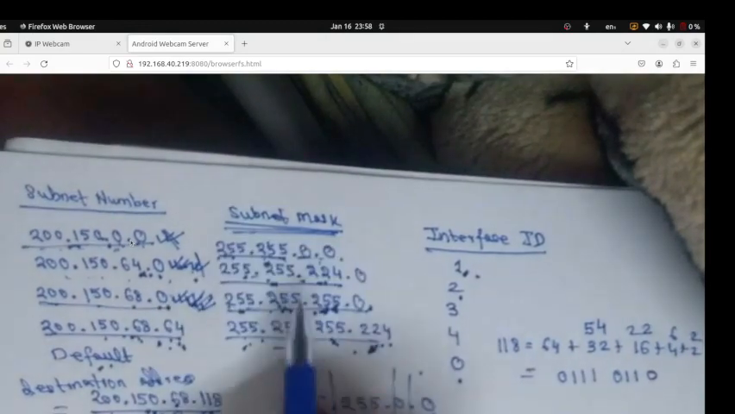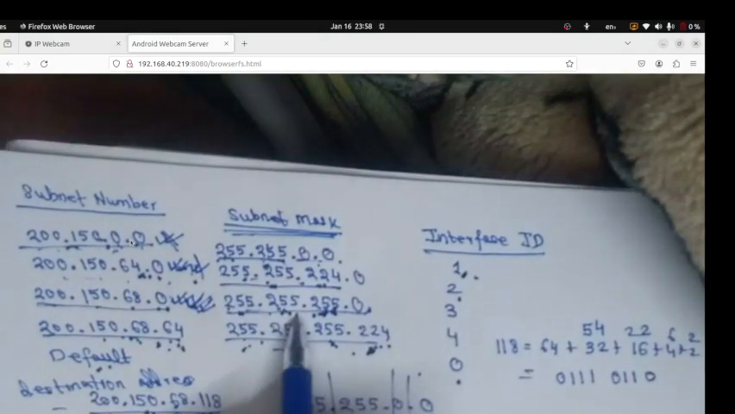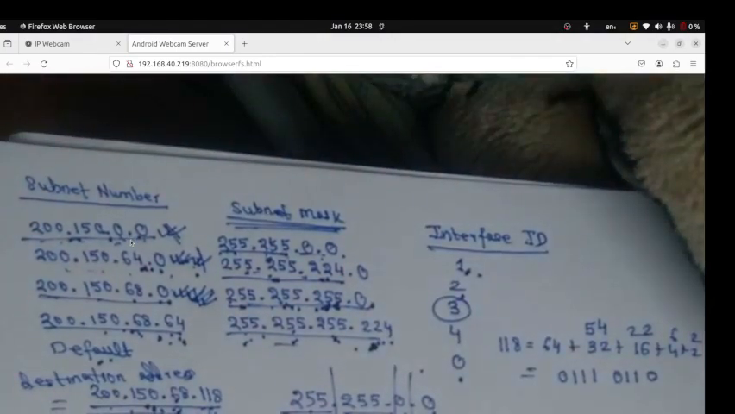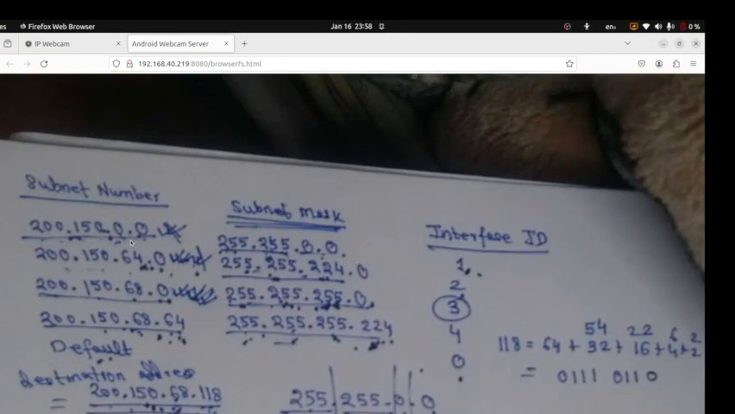So our answer is this. Which interface will the packet be forwarded to? The interface 3 will be chosen to forward the packet. So that is how the problem is solved.